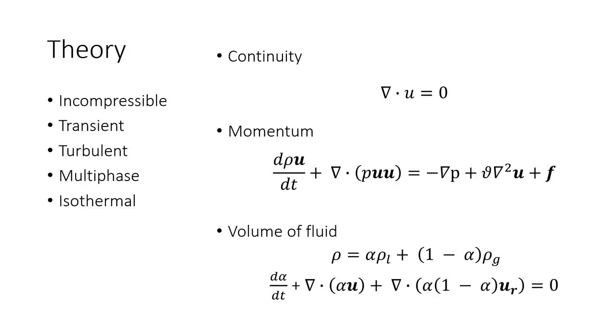So let's move into the theory for these simulations. It's an incompressible solution, so we solve the incompressible forms of the continuity and momentum equations. The case is transient and also turbulent. It's multi-phase, and this means we introduce an alpha field where alpha equals 1 is the oil and alpha equals 0 is the air, and this comes with its own transport equation. The problem is also isothermal, so the energy equation will not be solved during this modeling.